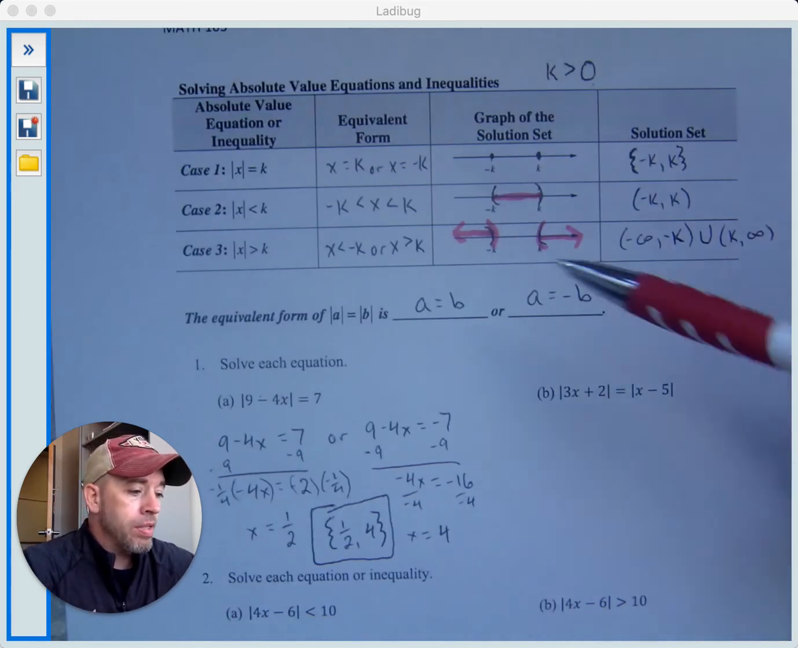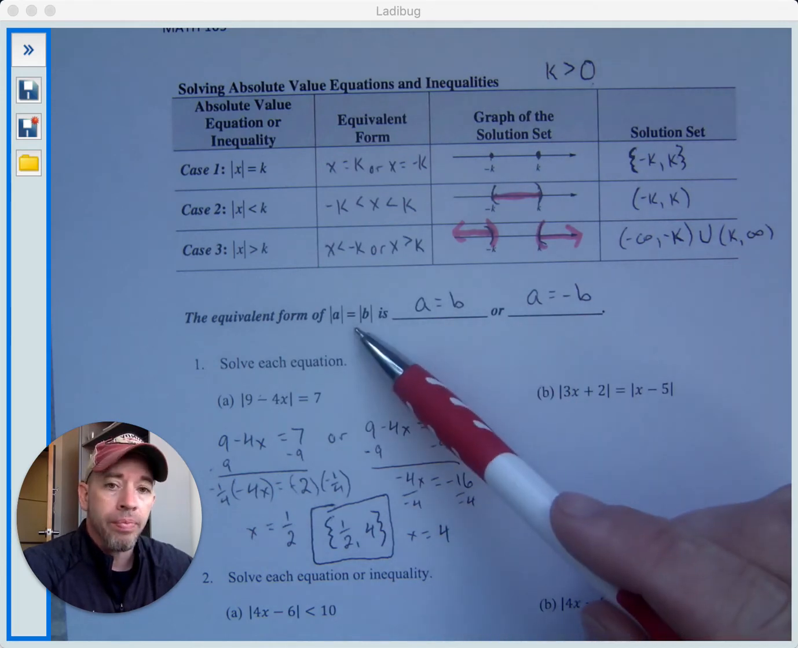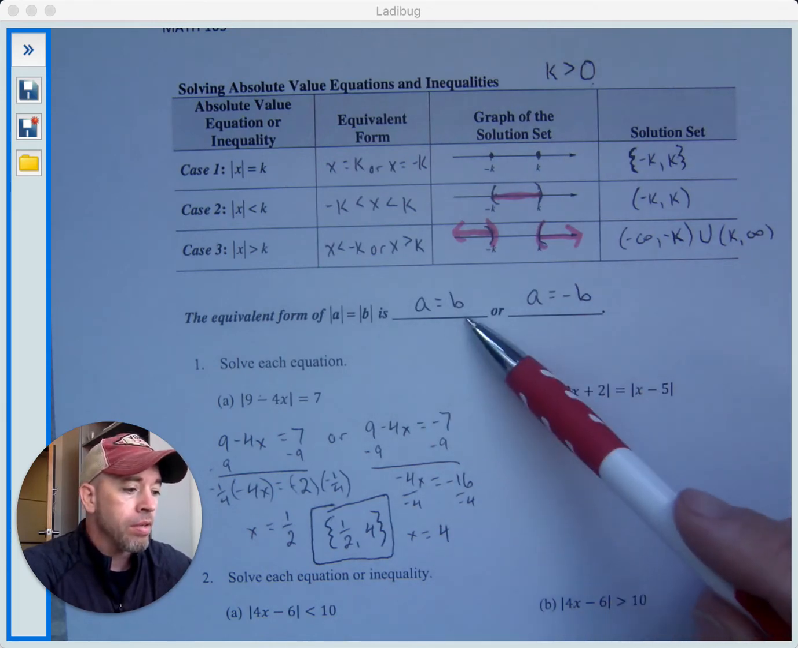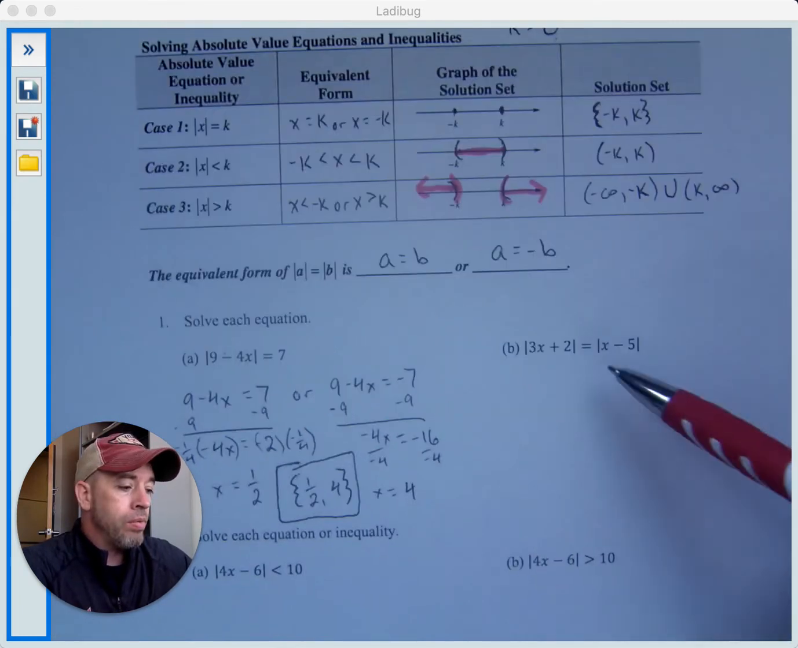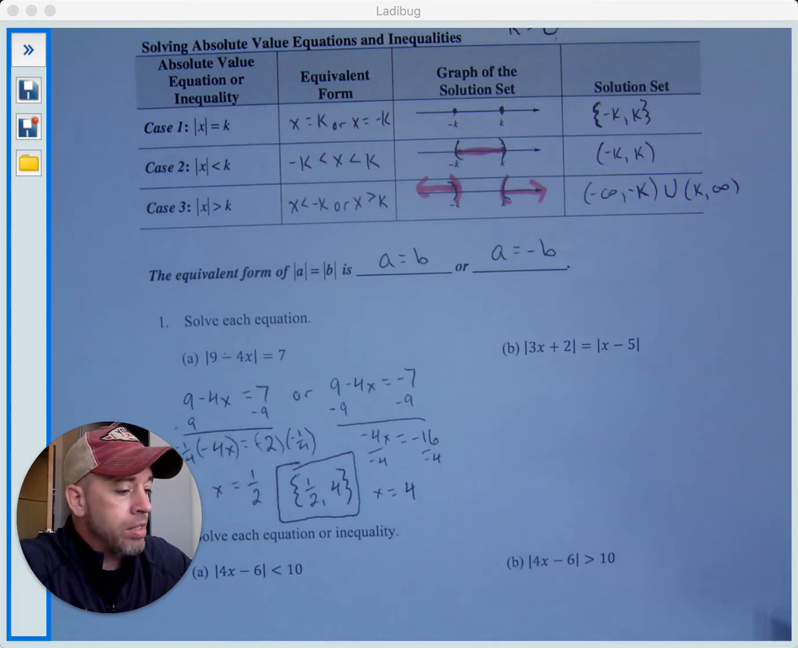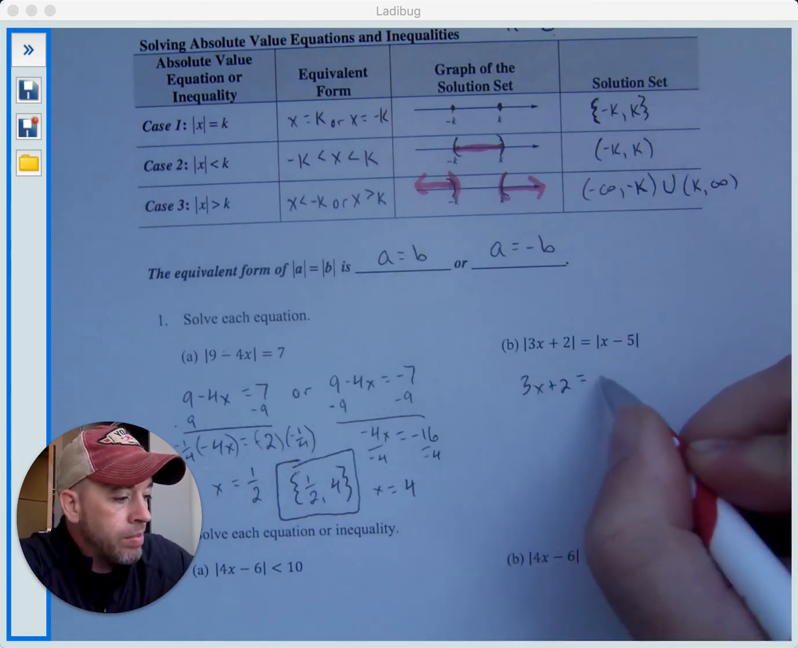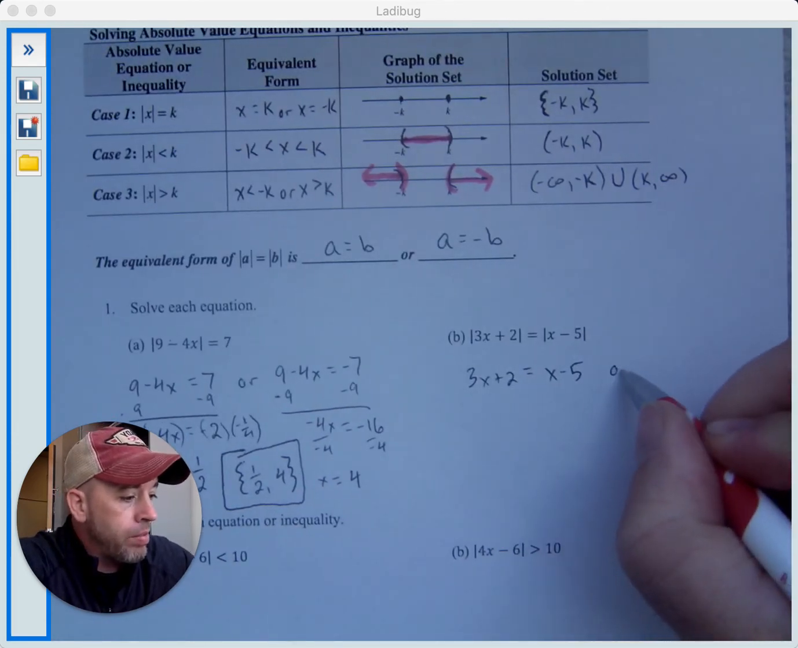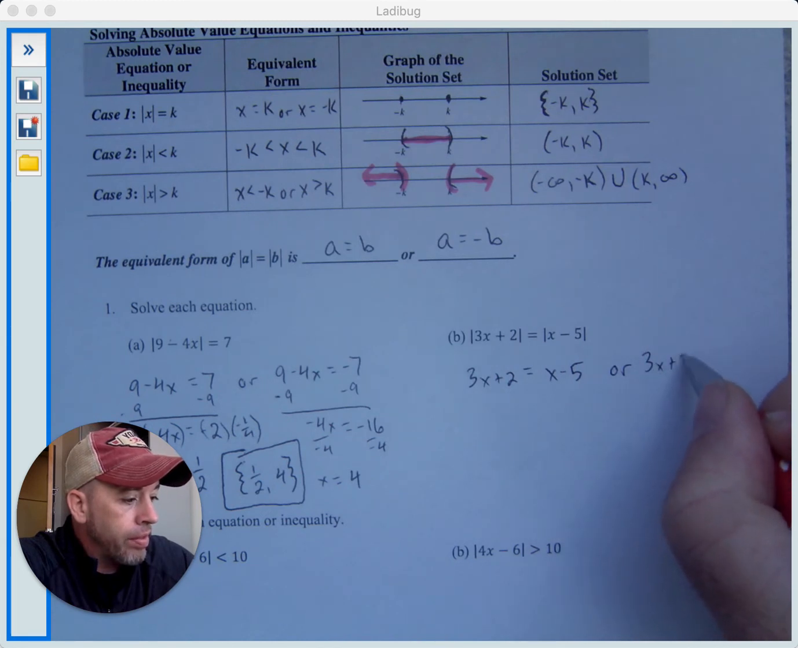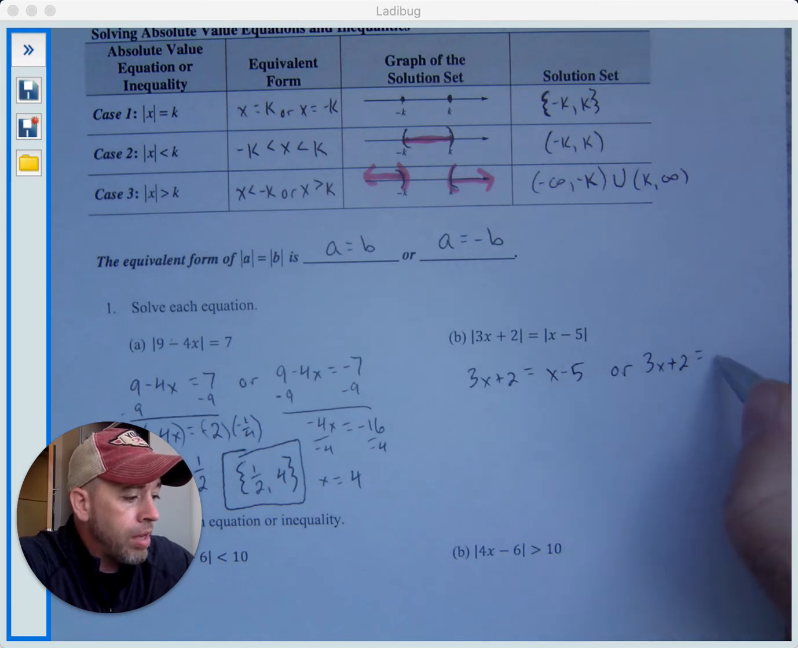This is from this little property here. If we have two expressions equal to each other with an absolute value, we can write one expression equals the other, and we can write one expression equals the opposite of the other. So for this one, when we split it into two equations, we have 3x plus 2 equals x minus 5. We can ignore the absolute value, but there's another possibility. We could write 3x plus 2 equals the opposite of the other expression. So opposite means negative, the whole expression, right?